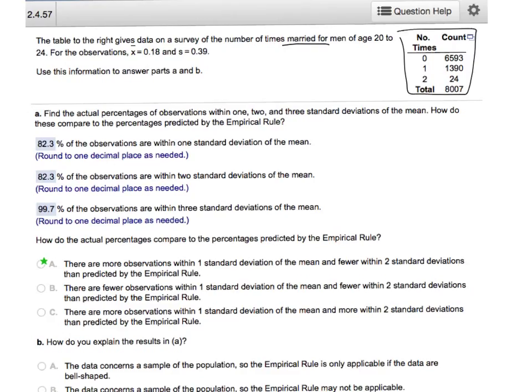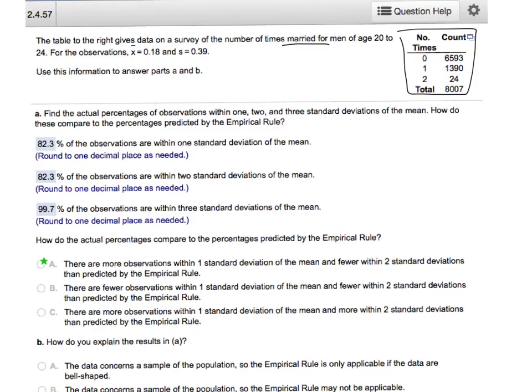And you can see that most men were never married in this age range. This is age 20 to 24. 1,390 were married one time, and 24 have been married twice. So those are the only responses that we got.